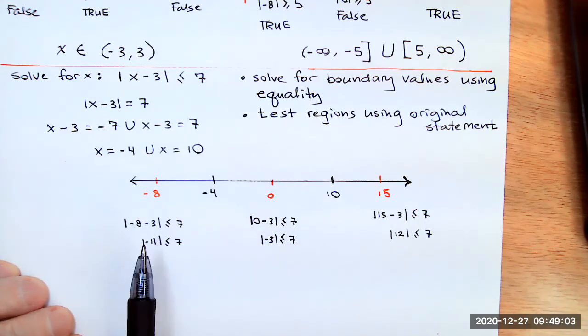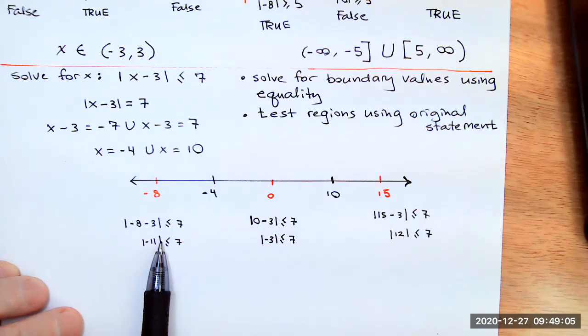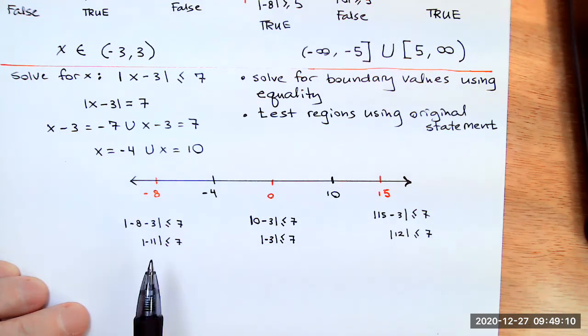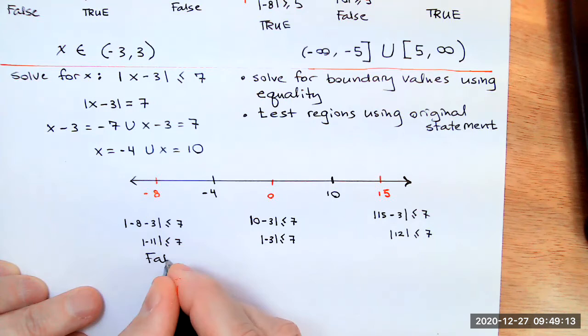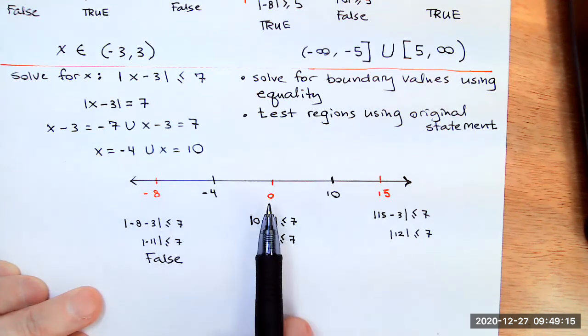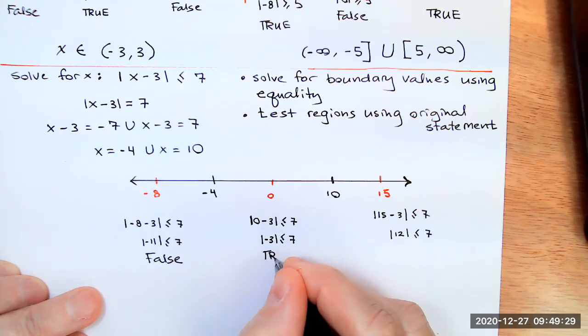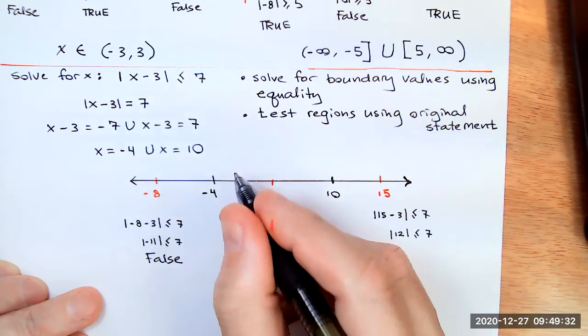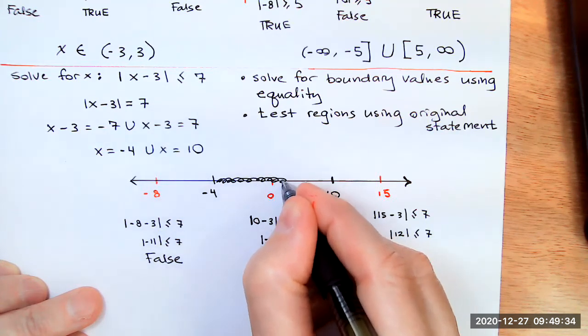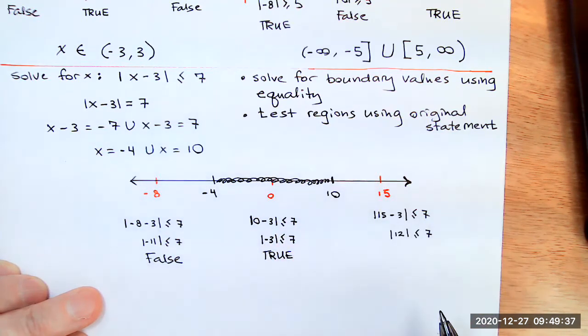So -8 minus 3 is -11. The absolute value of -11 is not less than or equal to 7, so this is false. And here I put 0, 0 minus 3. The absolute value of 0 minus 3 is the absolute value of -3, which is 3. And that is, in fact, less than or equal to 7. So this is a true statement. So I'm going to include this region in my solution set.